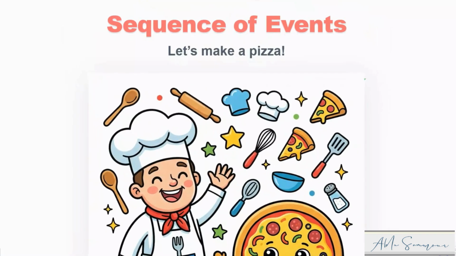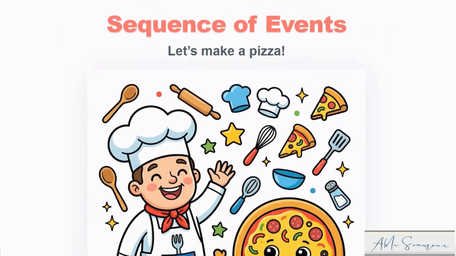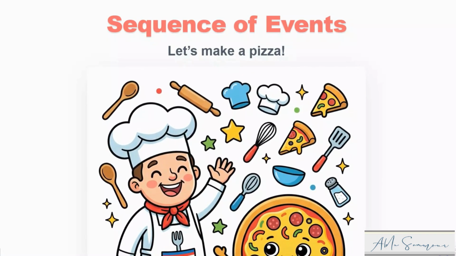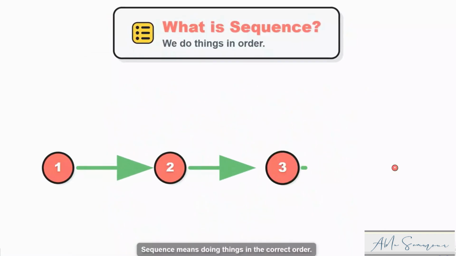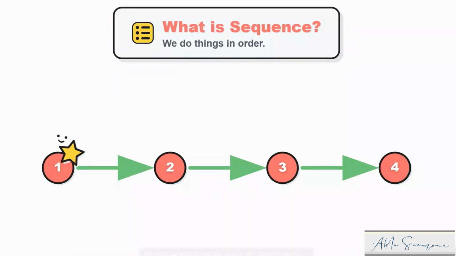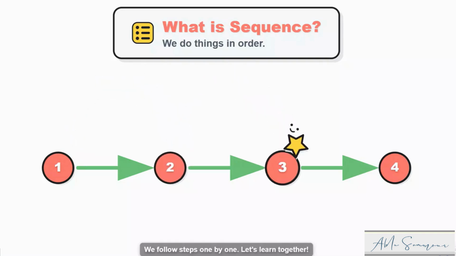Today, we will learn about sequence of events. Let's make a pizza step by step. Are you ready? Sequence means doing things in the correct order. We follow steps one by one.